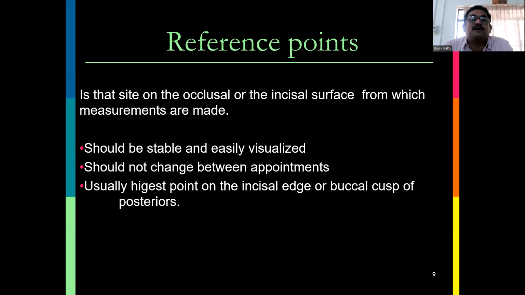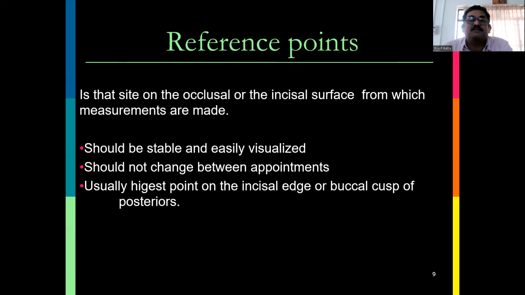Now coming to the reference point, I told you, it is that site on the occlusal or incisal surface from which you start taking your measurement. So the reference point is usually the coronal reference point. It should be stable and easily visualized. Once you decide on a reference point, you should select one which is stable, because sometimes the patient comes the next visit, and that reference point should be firm, so that when you take the measurement next time, the recorded working length is the same.